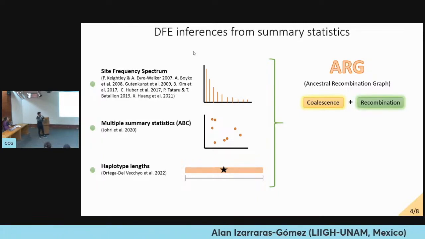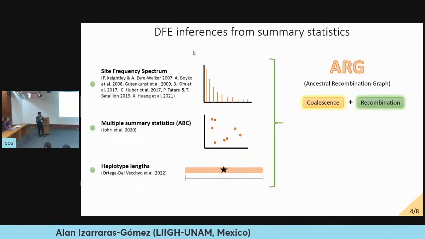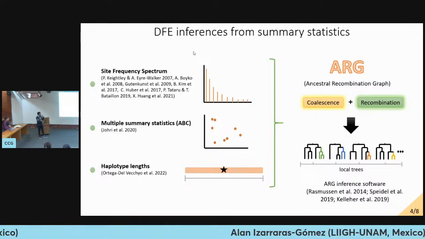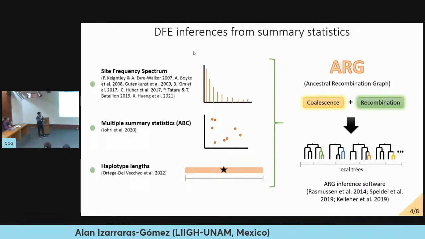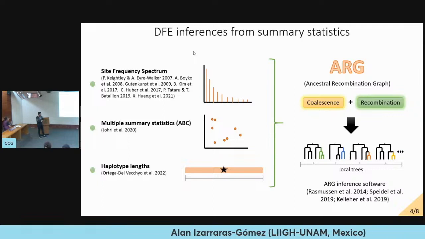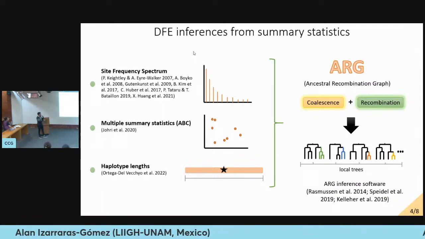And so because this is a single graph, it can also be expressed as a collection of local trees along the genome. And so each local tree tells you the story of the genealogical history of a particular set of haplotypes. And since recombination occurs in the genome, every time a recombination event happens, the genealogy may change, and we need a new tree to explain its evolutionary history.